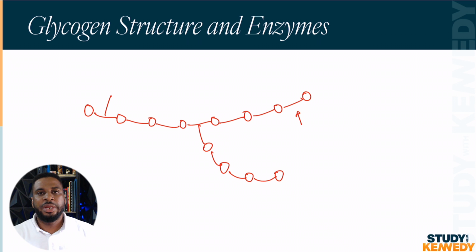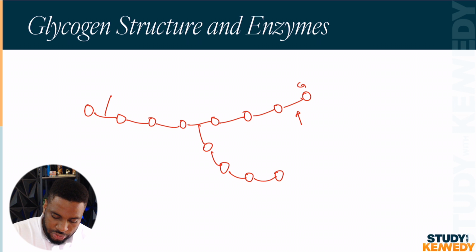You will remember that glycogen is a storage form for glucose. And during fasting, meaning when we've not eaten for a while, the body needs to break down glycogen to release glucose. That is the whole point. We need to break down glycogen to release glucose. Now, what are the enzymes that break down glycogen?